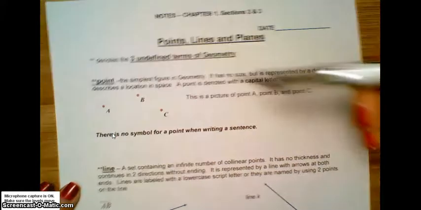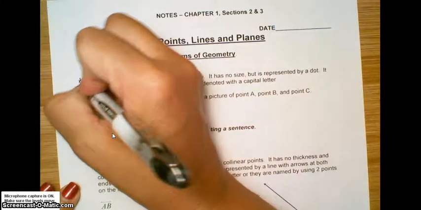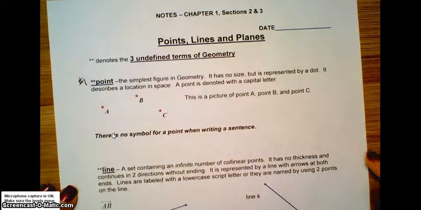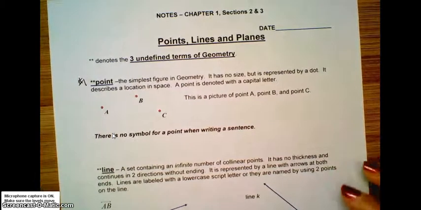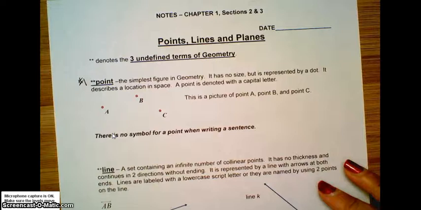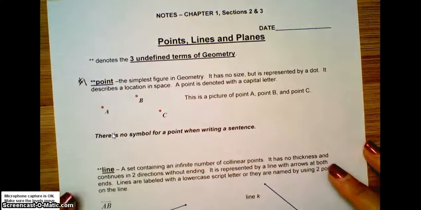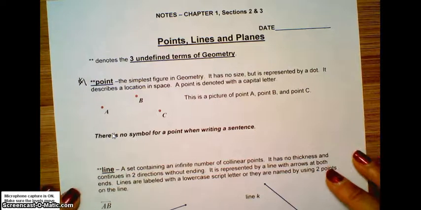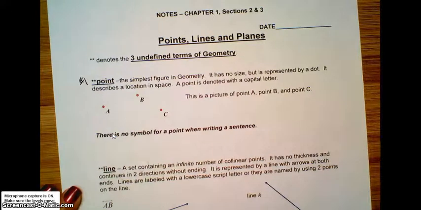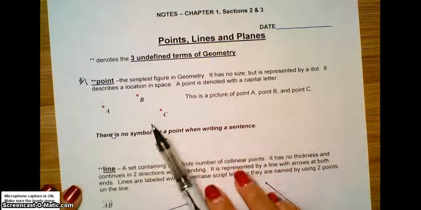Okay, so the first term is a point, and that first undefined term has no size, but it represents location for us in space, which is the grander scheme of things. We denote points with a capital letter. This is a picture of point A, point B, and point C.